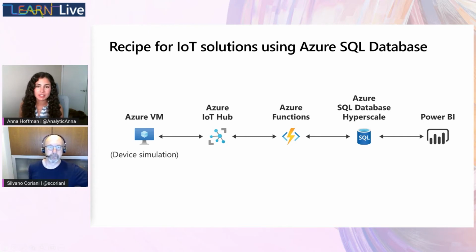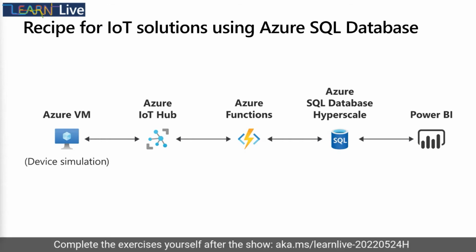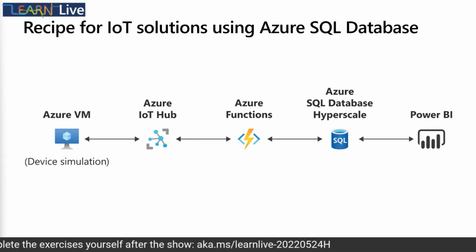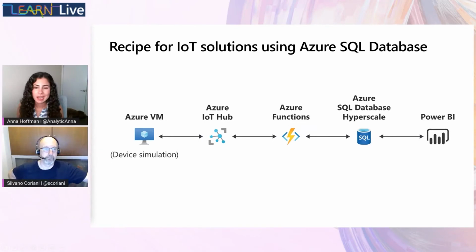But if you take a look at this, this is a very simple architecture for how we've organized the template. You have an Azure VM. This VM is going to be using containers to simulate all the devices. So you'll want to replace this with your actual IoT devices if that's the way you decide to take this. We'll use Azure IoT Hub. We'll also use Azure Functions. And we're going to use Azure SQL Database Hyperscale for this one. And then we'll surface all of that up into a Power BI report.